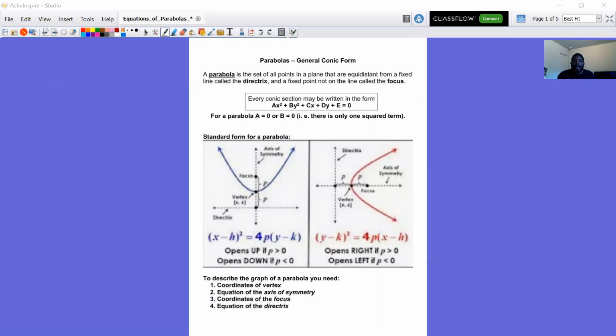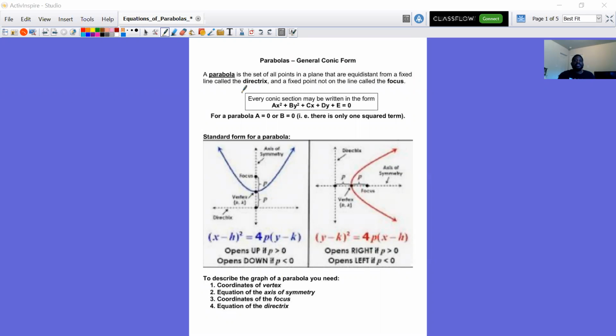Today's video is about the general conic form of a parabola. A parabola is a set of all points in a plane that are equidistant from a fixed line called the directrix, and a fixed point not on the line called the focus.